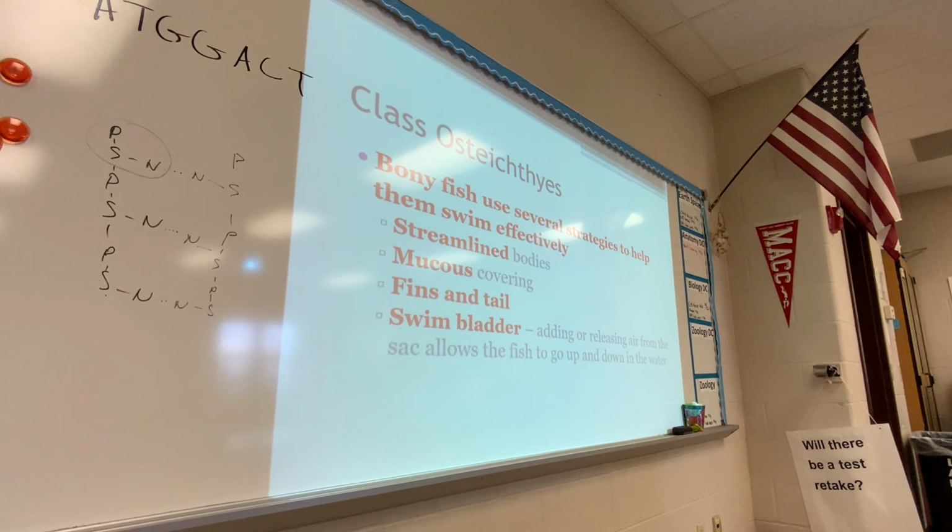They also have a mucus covering, and that mucus covering again is effective for helping the water to flow very smoothly around them. Their fins and their tails help them to navigate and steer through the water and propel themselves through the water. And then of course the swim bladder aids in moving up and down within the water itself. So lots of different things on their body help them to move and navigate without much resistance.